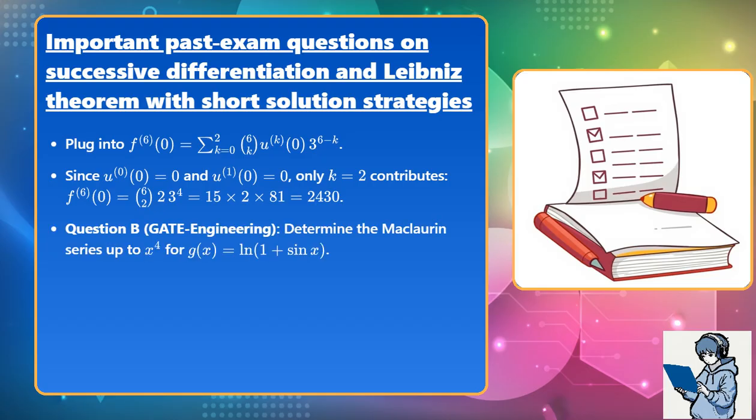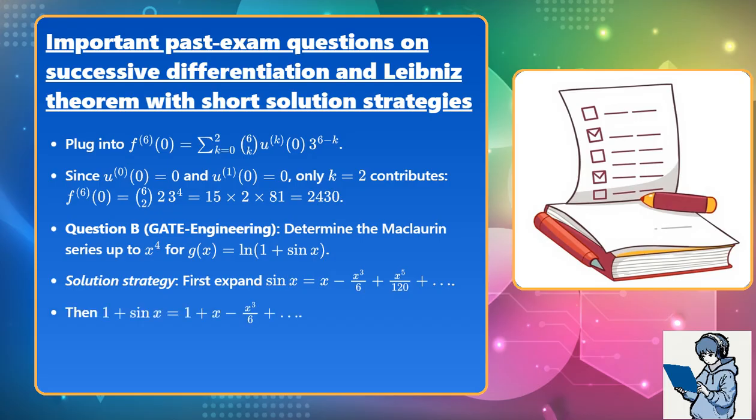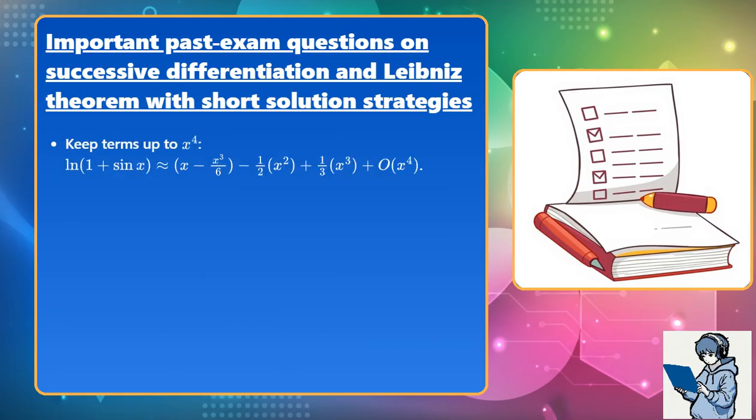Question B, Gate Engineering. Determine the Maclaurin series up to x to the 4 for g of x equals natural log of (1 plus sine x). Solution strategy. First expand sine x equals x minus x cubed over 6 plus x to the 5 over 120 plus dots. Then 1 plus sine x equals 1 plus x minus x cubed over 6 plus dots. Use the series natural log of 1 plus z equals z minus z squared over 2 plus z cubed over 3 minus dots with z equals sine x. Keep terms up to x to the 4.